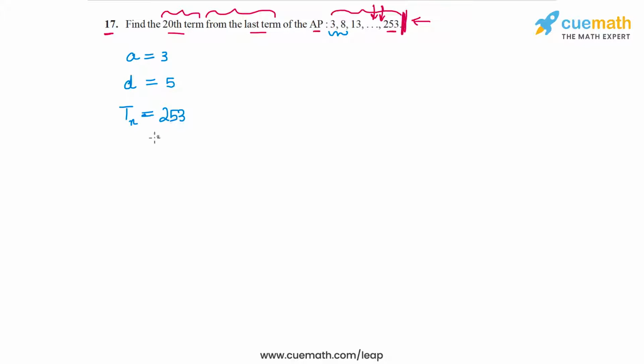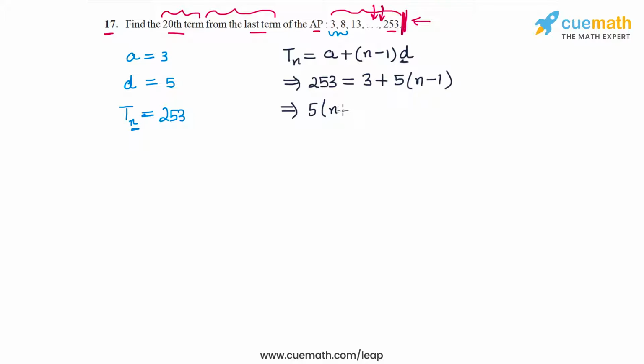And what we have to do is basically find n, which will give us the number of terms in the AP. So if we apply the relationship for Tn in terms of A and D, we have Tn is A plus n minus 1 times D. So let's plug in the values. Tn is 253, the nth term or the last term. A is 3 and D is 5. So 3 plus 5 times n minus 1, and this gives us 5 times n minus 1 is equal to 253 minus 3, that's 250.